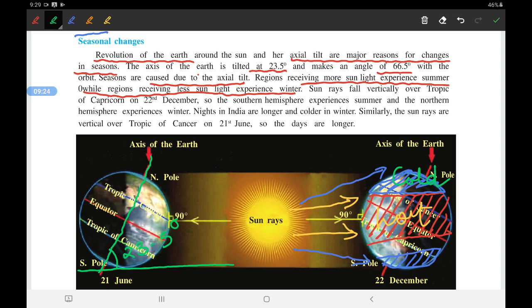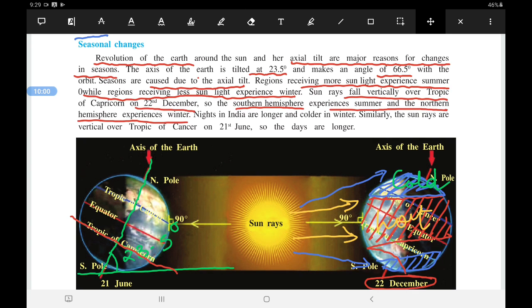Okay, sun rays fall vertically over the Tropic of Capricorn. See, Tropic of Capricorn. Where is Tropic of Capricorn? It is here. Okay, on 22nd December, so the southern hemisphere experiences summer and the northern hemisphere experiences winter. Okay, so sun rays fall vertically there. You can see here, this condition will come in short time. So here you can see this particular portion. Let me just delete it and it will be helpful to you.